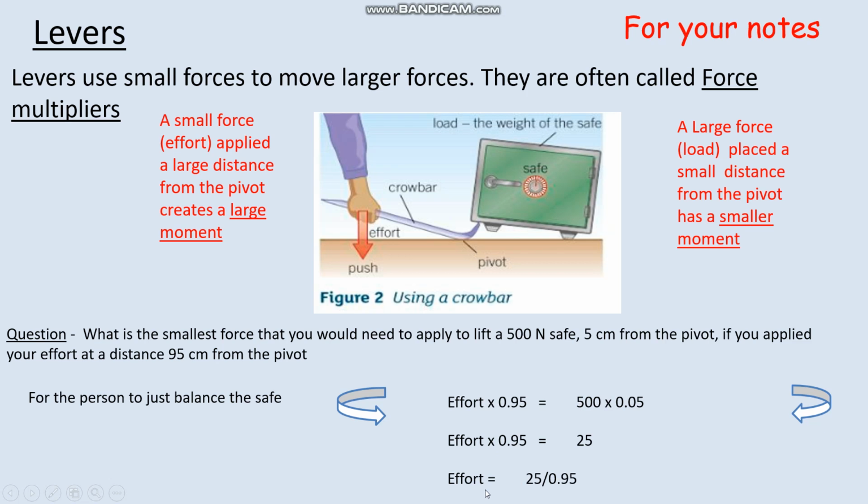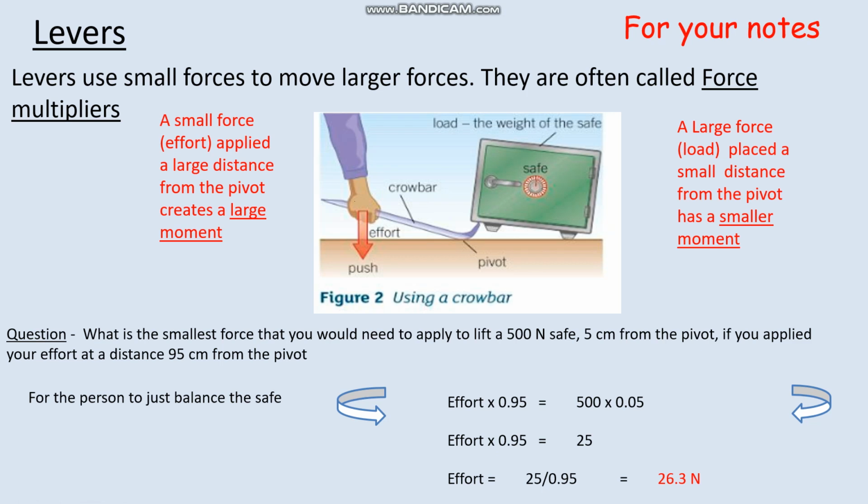The effort therefore is 25 divided by 0.95. So it's possible for that man to balance that safe by using just 26.3 newtons. Apply a little bit more and he'll actually start to lift it and move it. So you can see here that the crowbar has done its job. It's reduced the amount of force that he has to use to lift a much heavier one. It is a force multiplier.